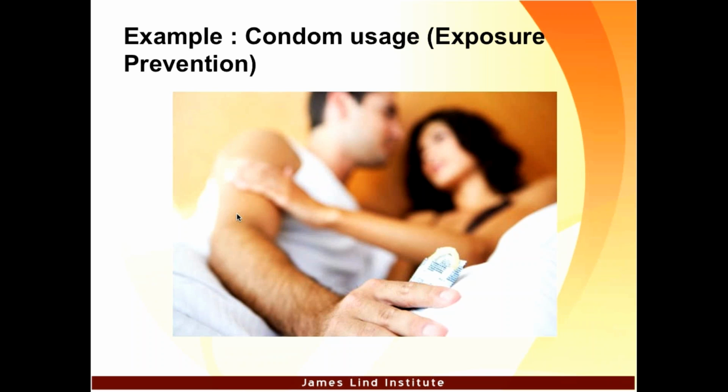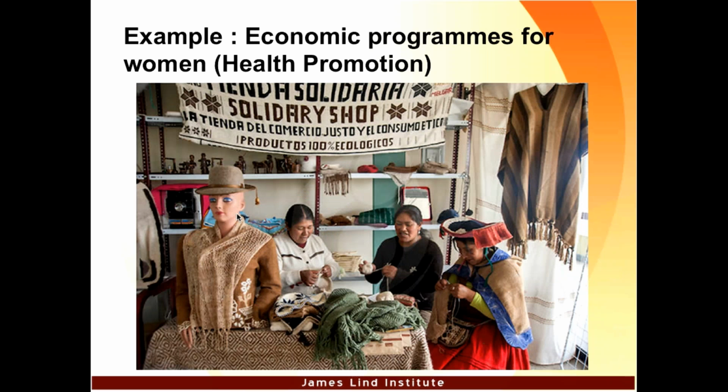The third example would be economic programs for women. When I spoke about the gender empowerment programs, this is something that could be a form of primary prevention for a specific disease. So for example, in the case of domestic violence, this could be an example of what you might do under primary prevention.